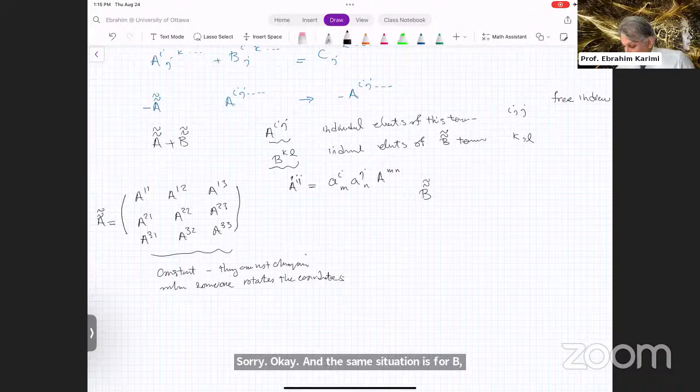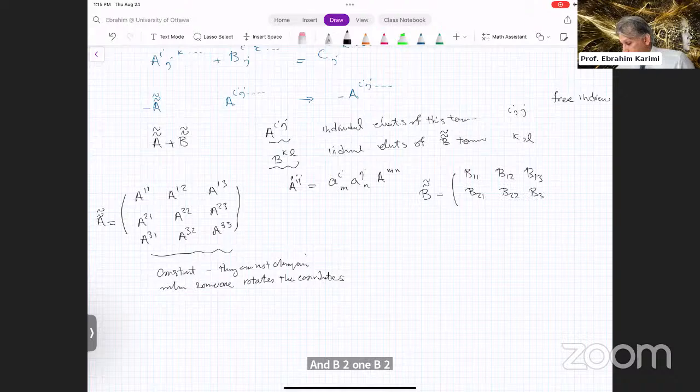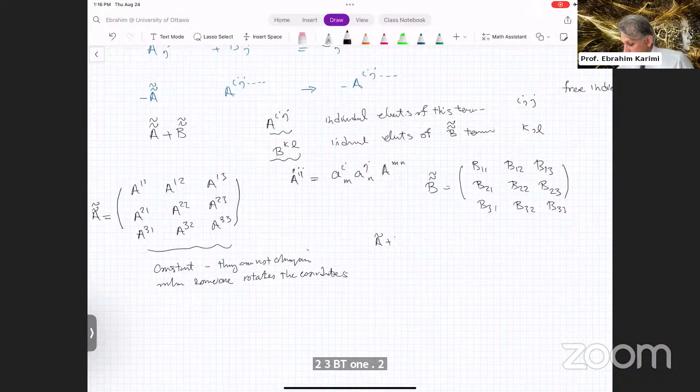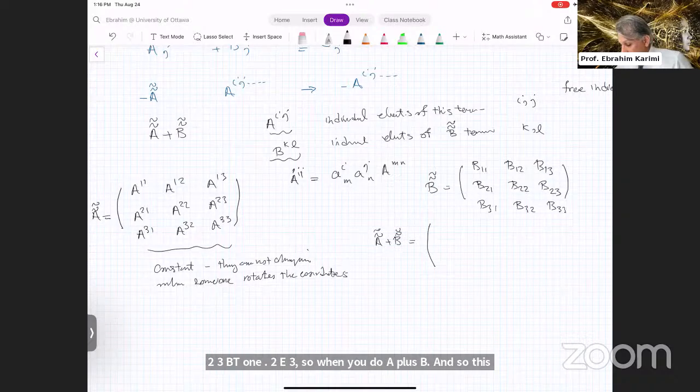So if you write the B tensor as B11, B12, B13, B21, B22, B23, B31, B32, B33, then when you do A plus B tensor, this means that you sum them all up. So it will be A11 plus B11, A1.